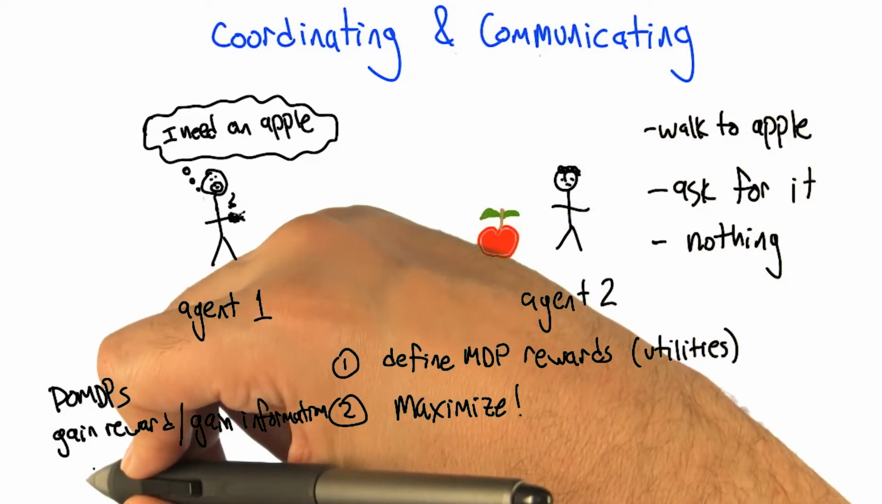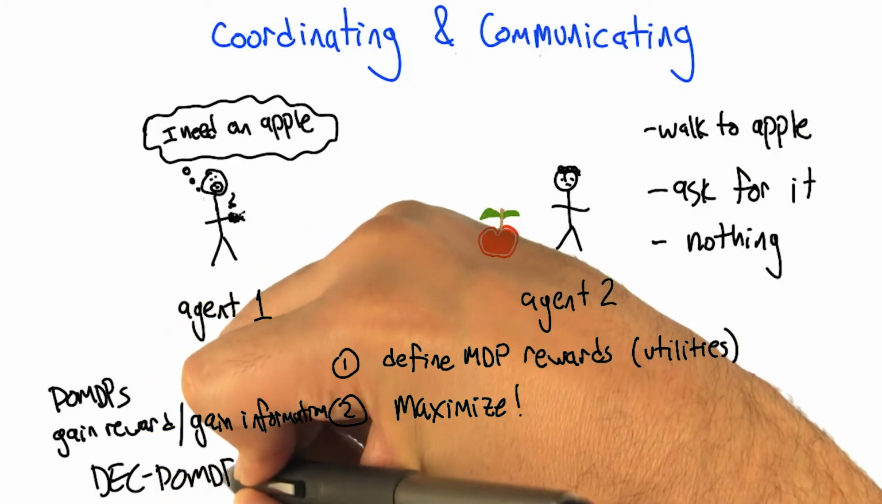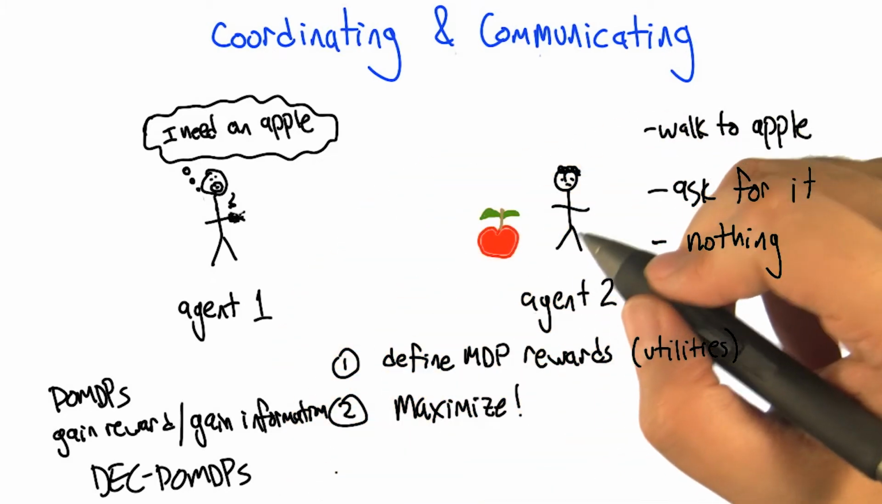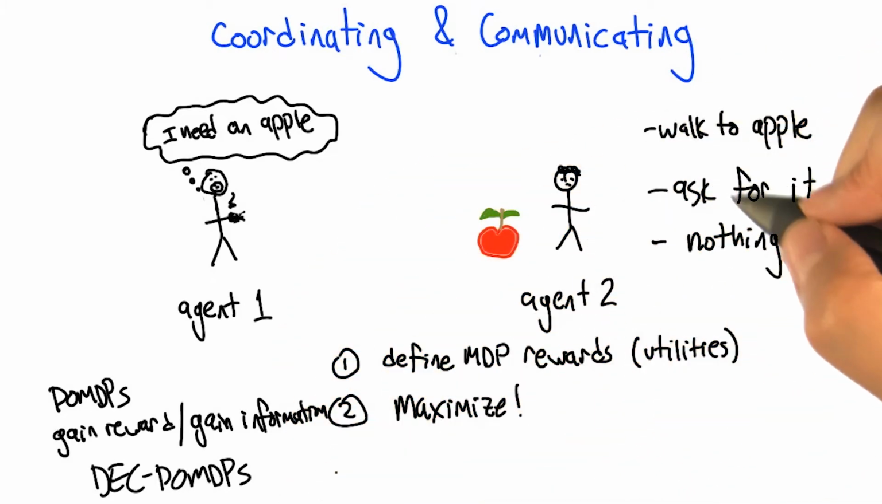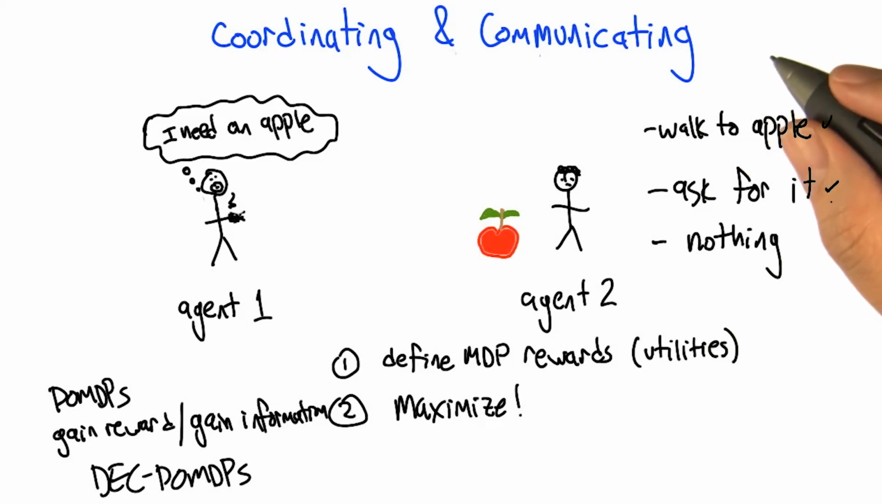And so the DEC-POMDP is a similar sort of idea that's going to let us put coordinating and communicating along with actions, so that they become actions just like everything else. Like asking for the apple becomes a kind of action and walking to the apple becomes a kind of action. And the agents can reason about whether that's a good idea or not, depending on how to maximize their utility. Sounds promising.